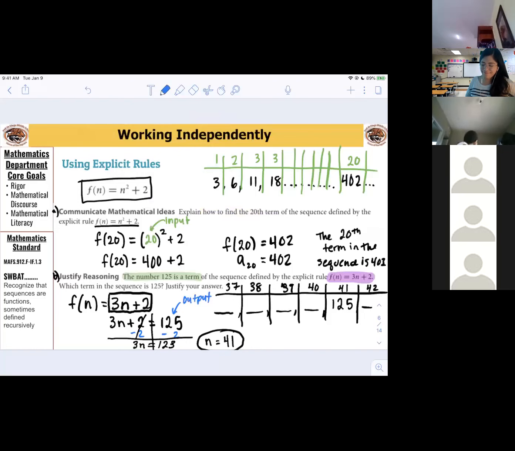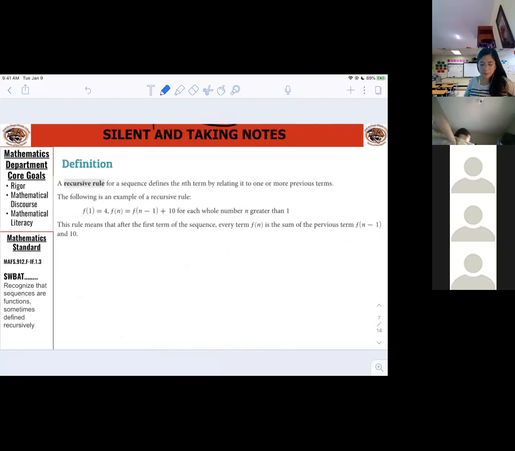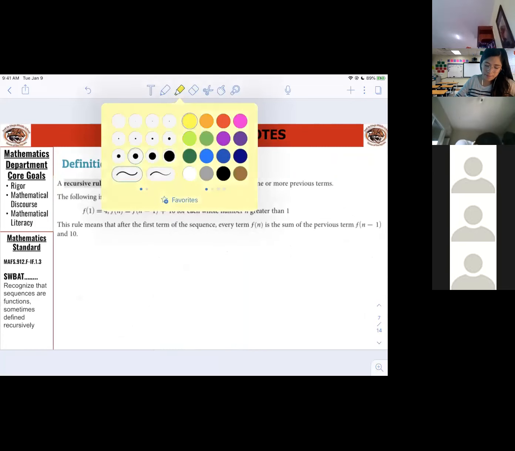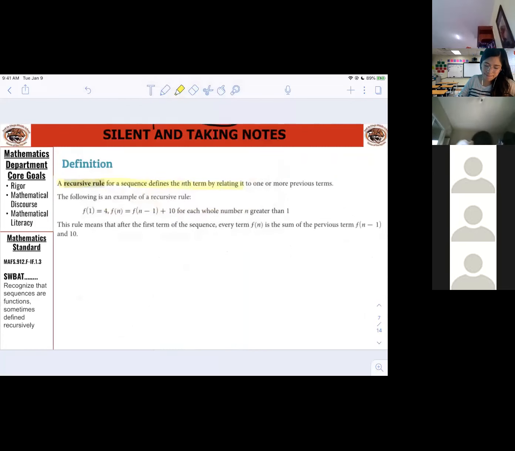Yay. Let's do another different type of problem. We have one last definition. I was just going to ask you that. One last definition, just this right here. Previously we were talking about explicit rules. Now we're going to be talking about a recursive rule, and it's similar, but just a little bit different. So go ahead and take 1 minute to write down the definition.